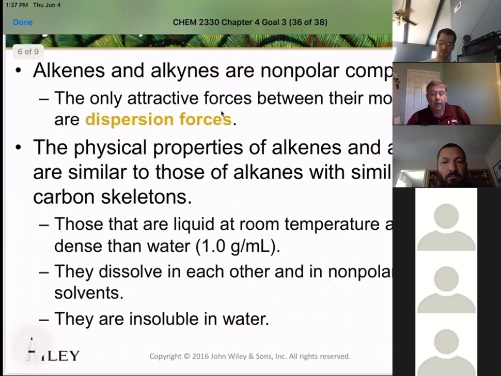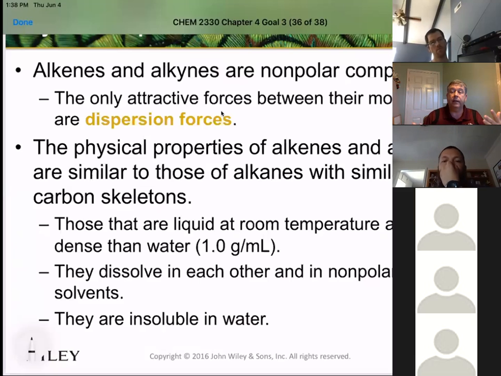Okay? So being that we only have dispersion forces, and we only have these nonpolar hydrogen-carbon bonds and carbon-carbon bonds, they still have fairly low density. They still tend to be less dense than water. They tend to not dissolve in water, but dissolve in each other. And they also tend to scale directly with the molecular weight of the compound.